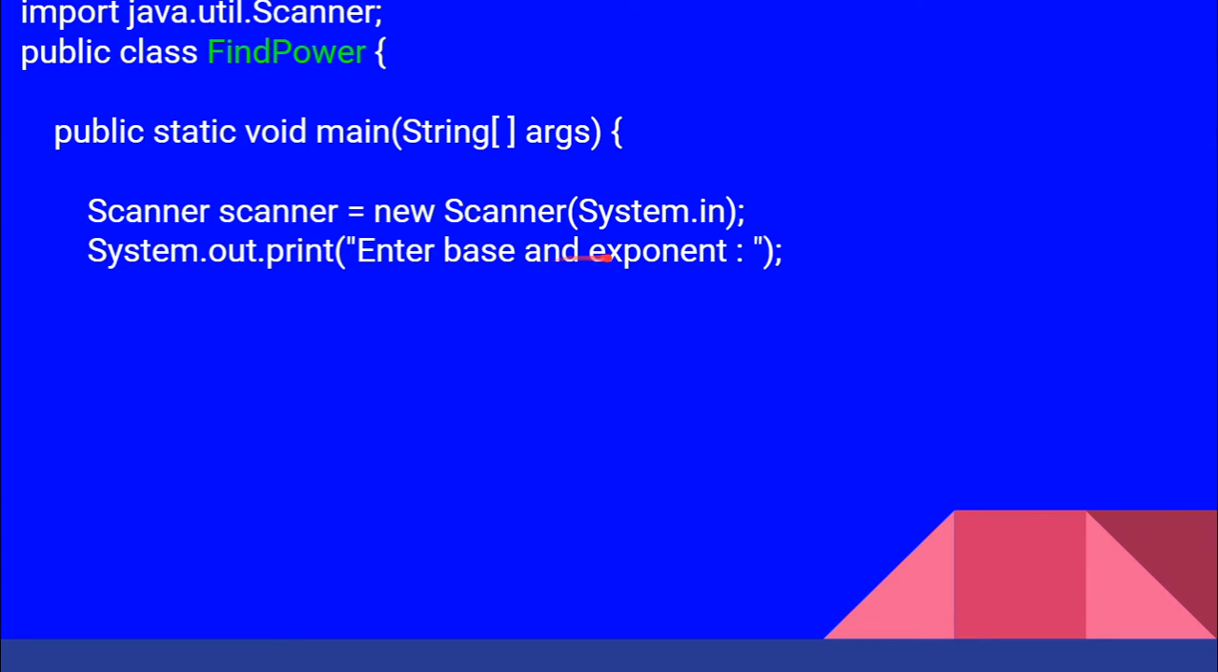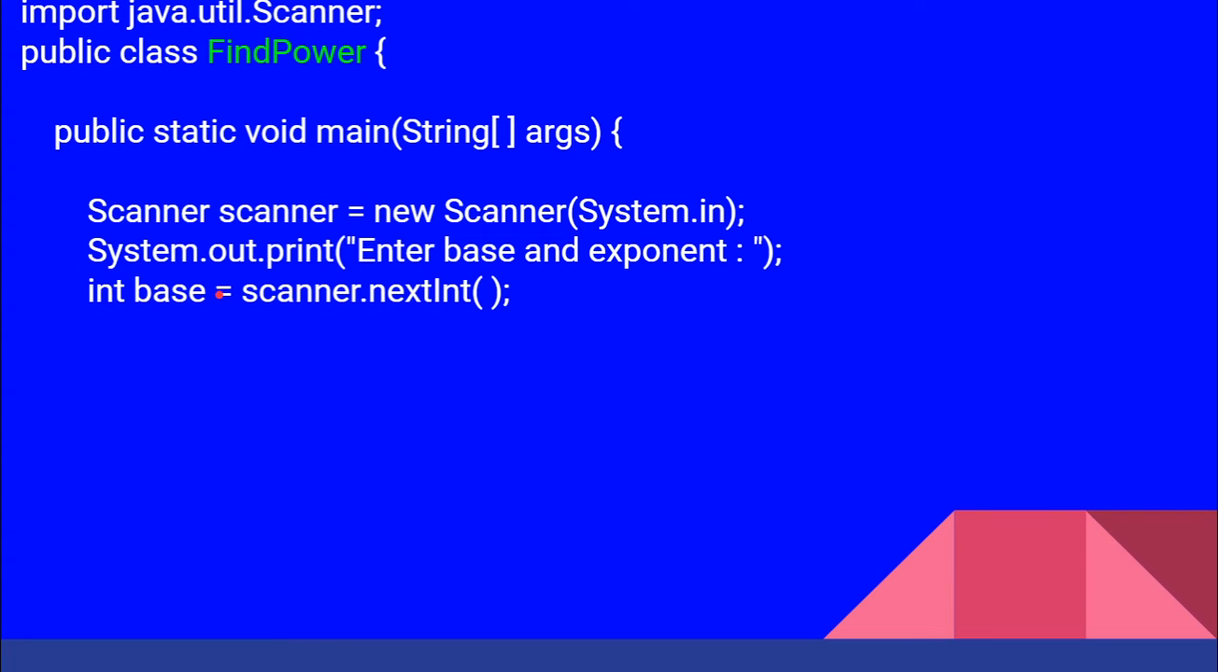System.out.print, enter the base and the exponent. Actually, what is the base? Suppose we are going to find 2 power 3, 2 is the base and 3 is the exponent. Okay, so now we have to get both the base number and the exponent number. So how to get the values? Using the scanner object and the nextInt method.